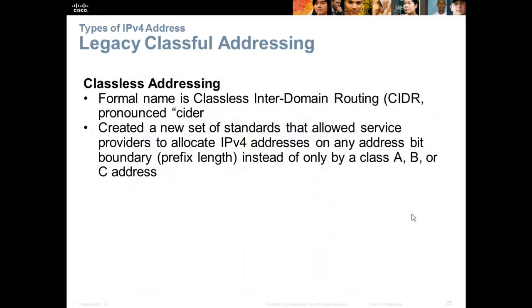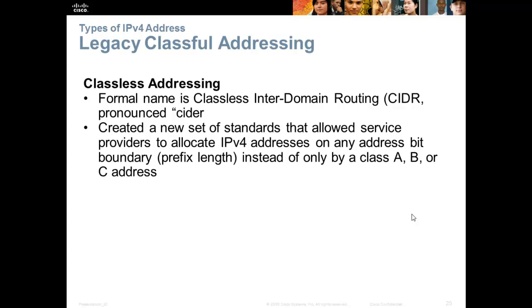What they decided is that's not a very good way to do this. Well, we were quickly running out of addresses, and we only had a certain amount of Class A, Class B, and Class C networks that we could give out. So they developed what's known as CIDR, or Classless Interdomain Routing. This essentially created a new set of standards that allowed service providers to allocate addresses based upon any bit boundary.